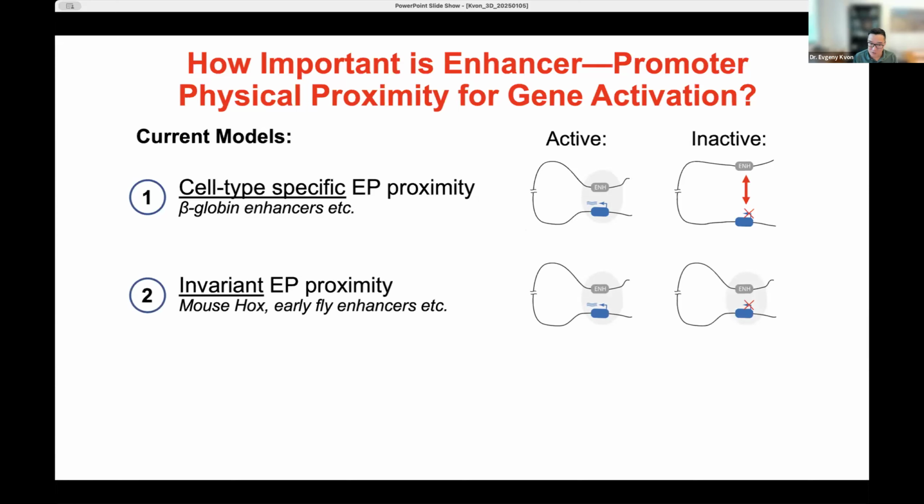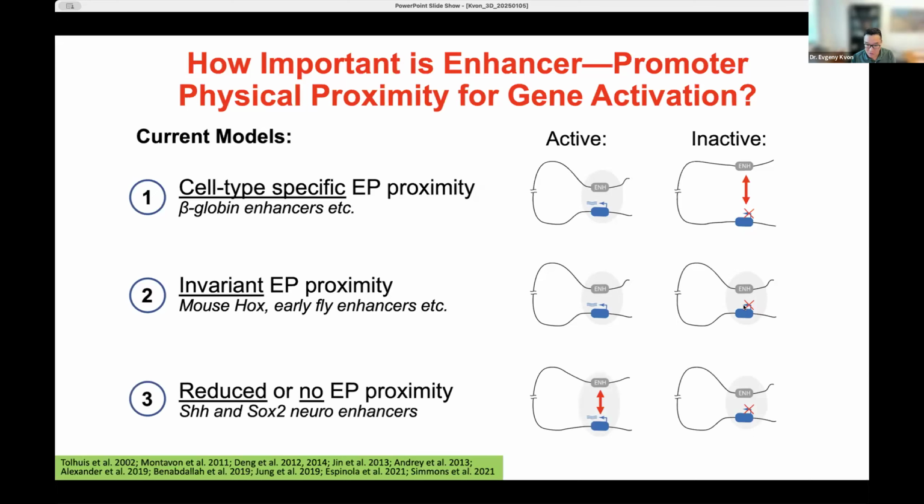However, there are some studies, especially in the early Drosophila embryos and mouse Hox locus, where the enhancer seems to be proximal to the promoter irrespective of its activity status. So if it's active, it's close. If it's inactive, it's also close. And perhaps more counterintuitively, relatively recent studies on sonic hedgehog and SOX2 neuronal enhancers show that upon activation, the enhancer actually moves further away from the target gene. So which of these models is correct, right?